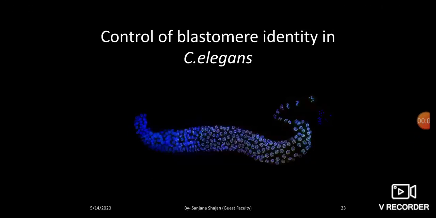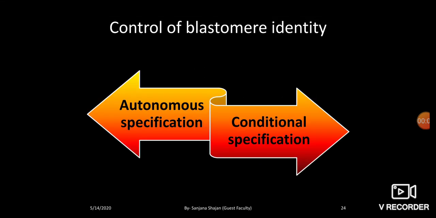Today we'll be studying the control of blastomere identity in C. elegans. The control of blastomere identity in C. elegans demonstrates both autonomous specification and conditional specification. Both these modes are seen if the two blastomeres are experimentally separated.